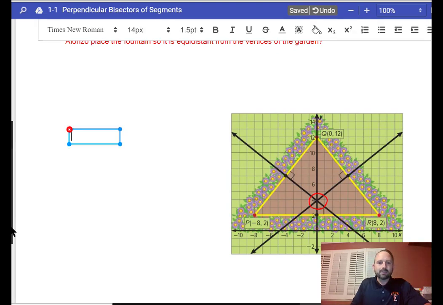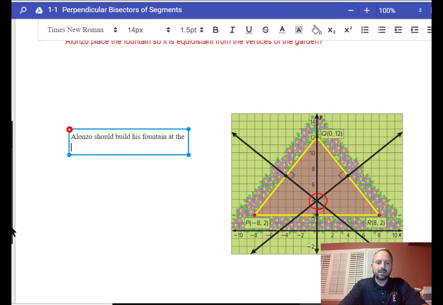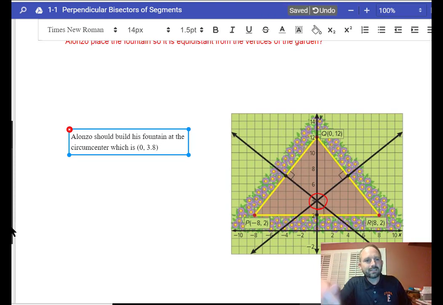All right, well, where is it? Alonzo should build his fountain at the circumcenter, which looks like it's at 0, comma, maybe 3.8. It's just a little under 4. All right, that's it. We have to understand, what does this point represent, what does it mean to be the circumcenter? All right, let's go on.